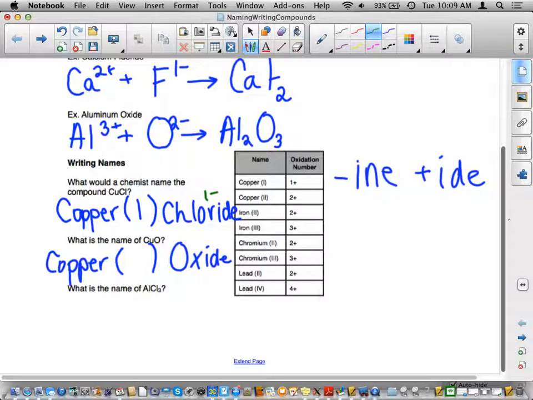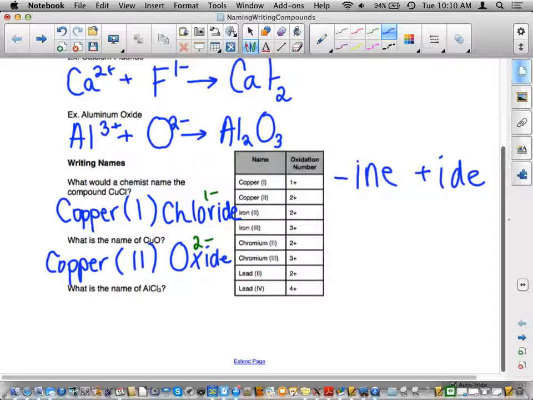Okay, and to find the Roman numeral, we have to look at oxygen. Oxygen is found in group 6A. It has a -2 charge. So to balance it out, copper needs to be a +2. So we put the Roman numeral 2 inside parentheses. Again, we only need Roman numerals when we are dealing with our transition metals in that middle section.